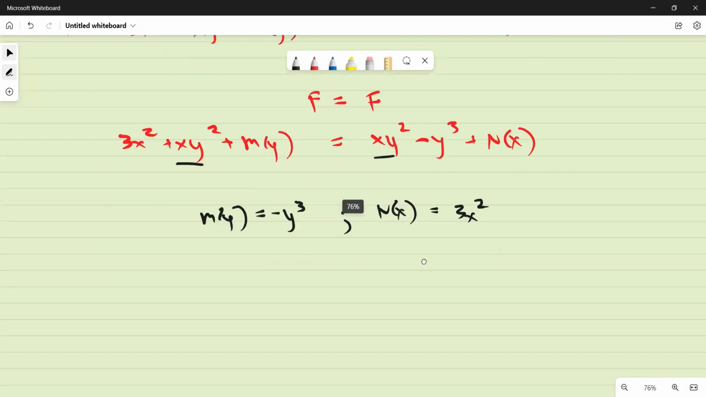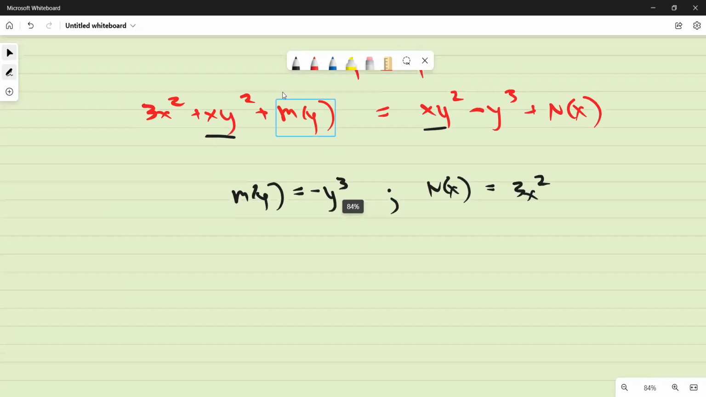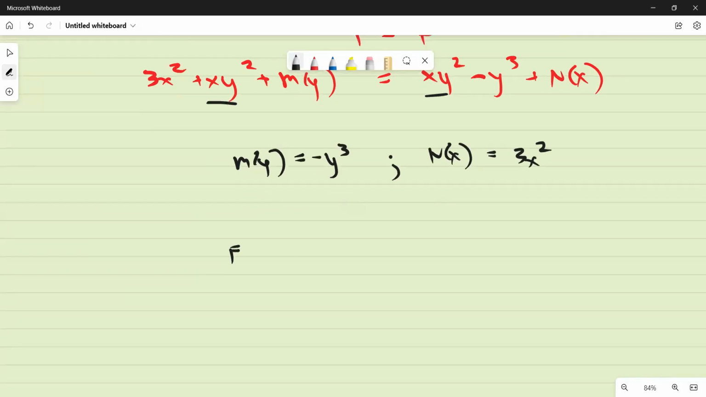So therefore, we can write now our general equation using any of the two. Pwedeng ito, palitan mo yan ng m of y, ito pwede palitan mo ng n of x. Any of the two will do. For me, ito na lang m of y ang gagamitin ko. So therefore, our final f is equal to 3x squared plus xy squared plus yung m of y natin is minus y cubed.